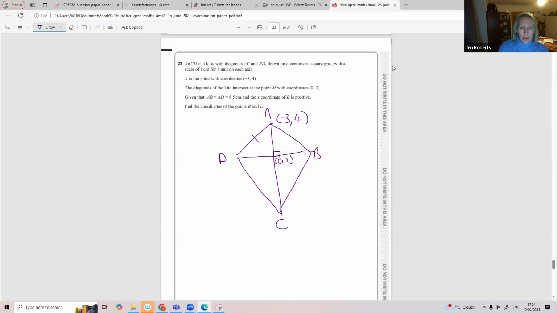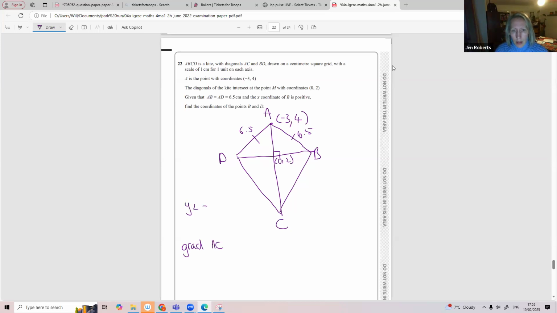AB equals AD is 6.5. So again, I don't know where I'm going with this yet, but why have they given us the length of a line? That's probably quite important, isn't it? What else have they given us? Well, thinking about gradients, perpendicular gradients. We've got 2 coordinate points here, so let's get the gradient of AC.